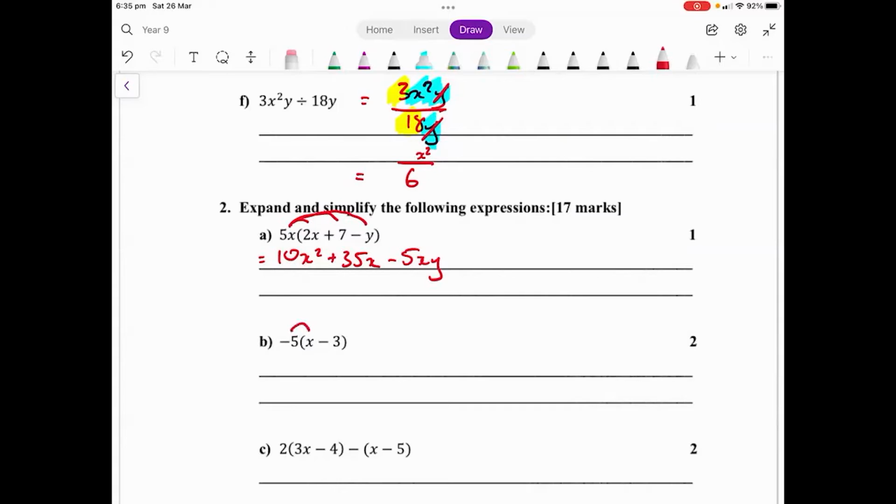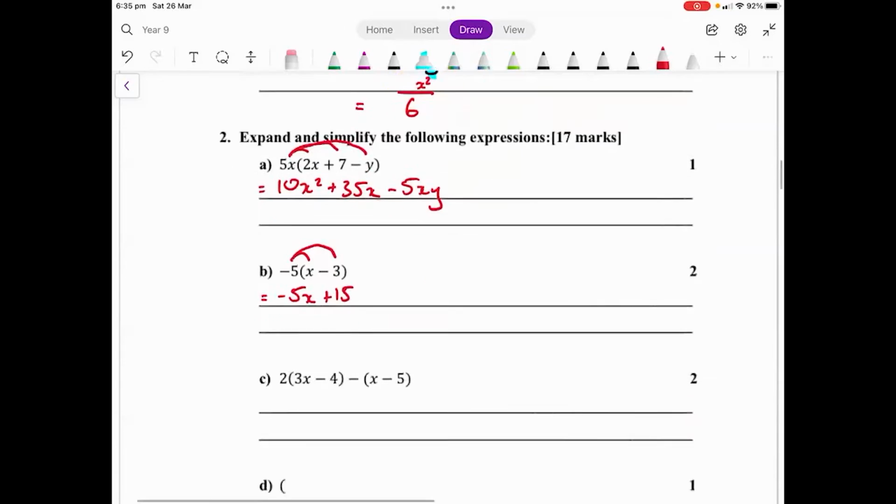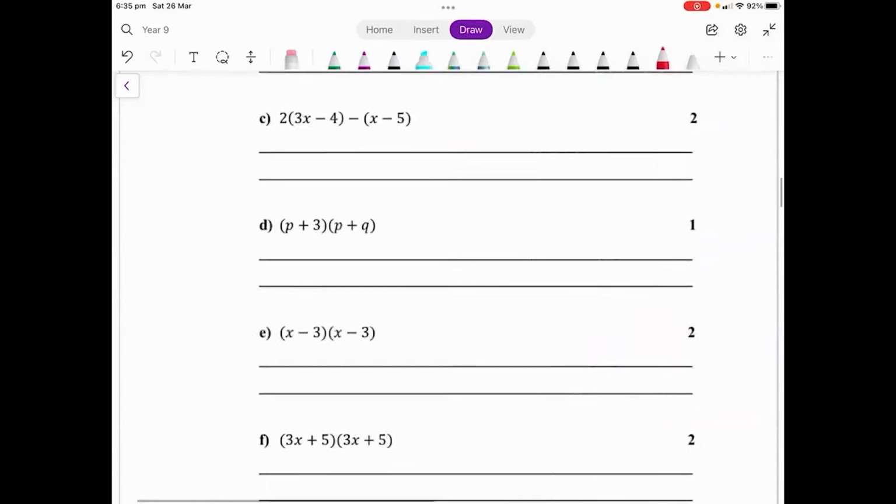Question b, we draw our eyebrows once again. This time we need to be careful because of the minus sign in front. Minus 5 times x is minus 5x. Minus 5 times minus 3 is plus 15. Final answer, minus 5x plus 15.